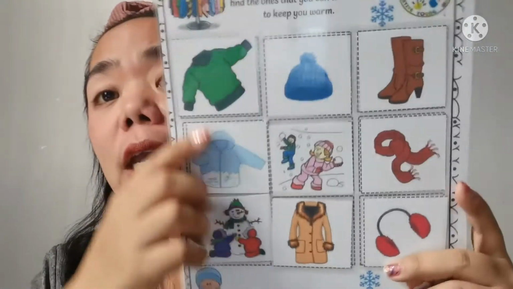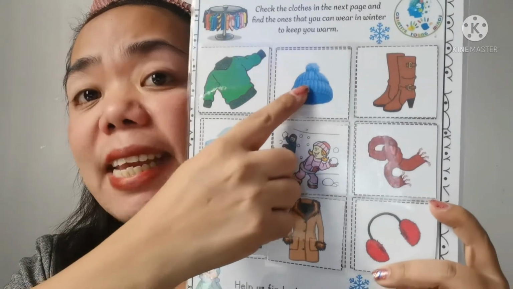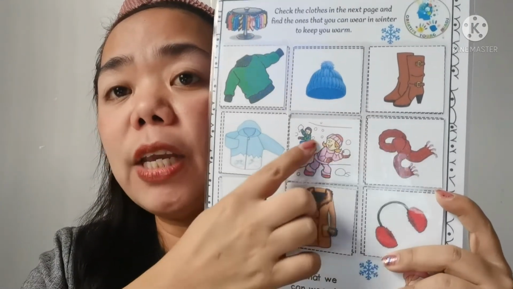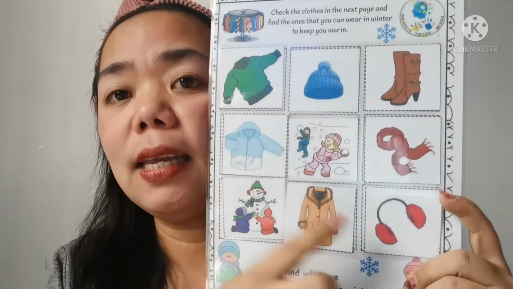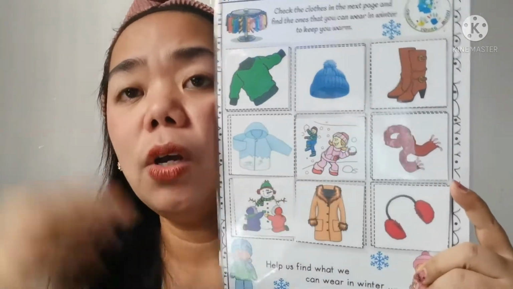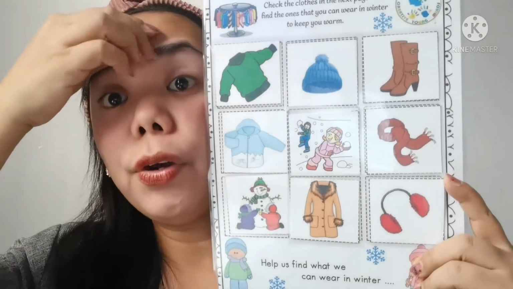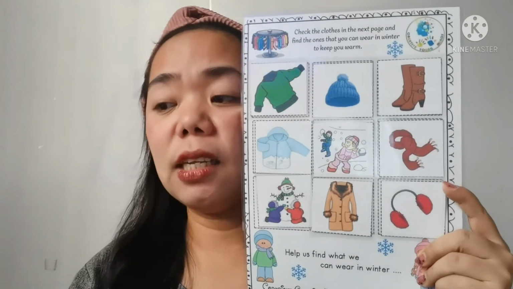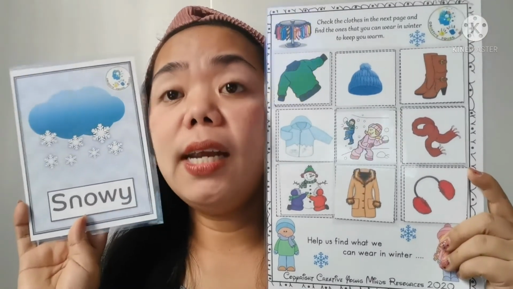And if the season is cold or snowy in some places, these are the things that we can wear and these are the things that we can do. We can wear a sweater, the beanies, we can wear boots. Okay, something to wrap around our neck. We can play on the ice, okay? These are the things that we can do during the cold weather or the winter season. We can make a snowman. So these are the things that we can do in our snowy season, okay?